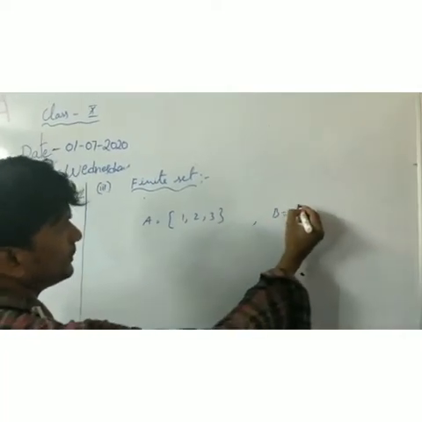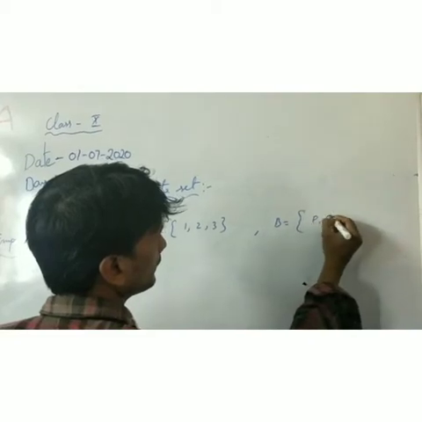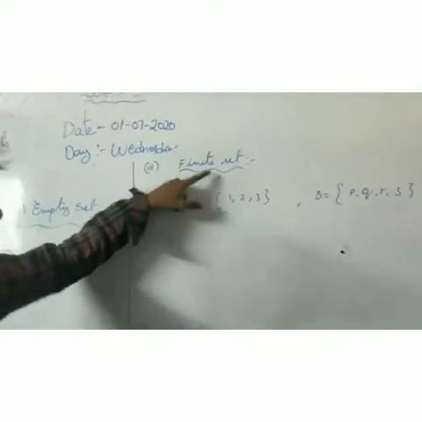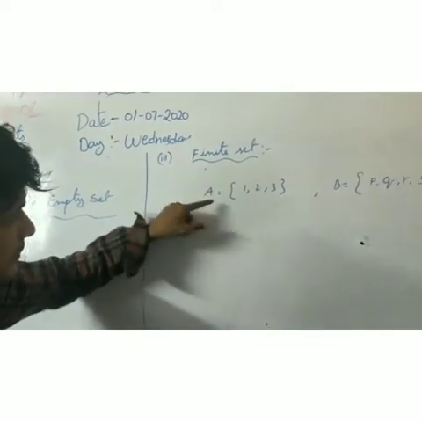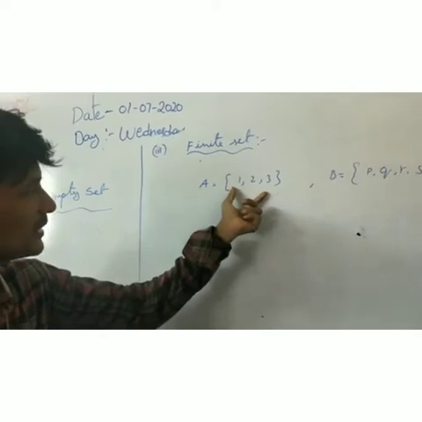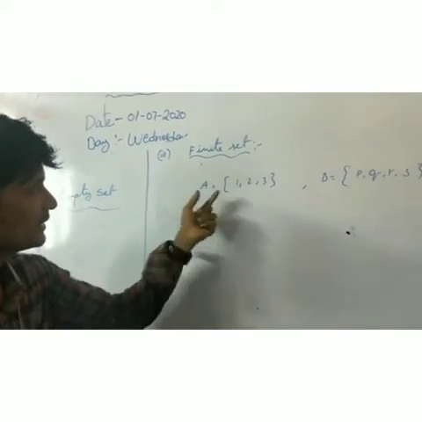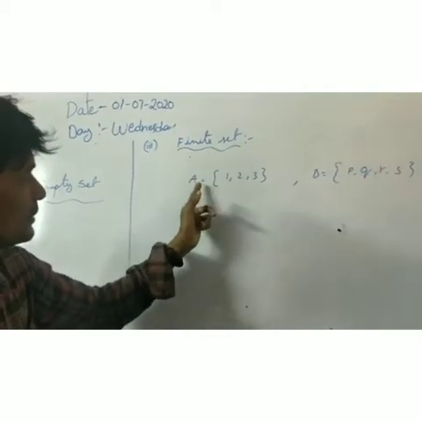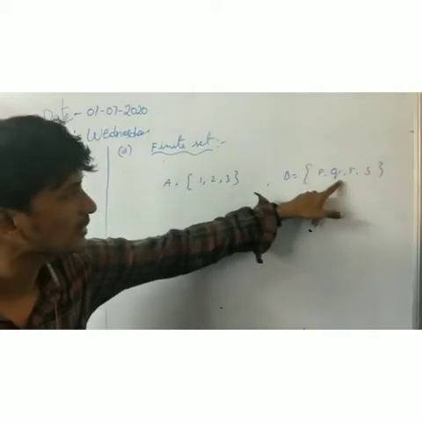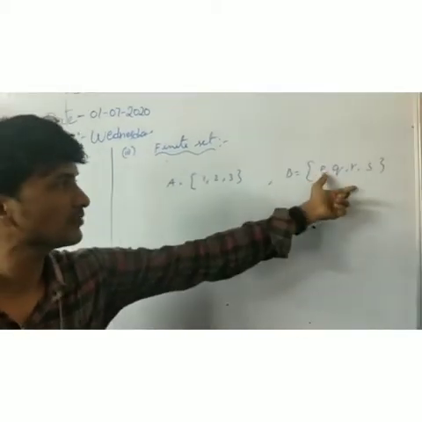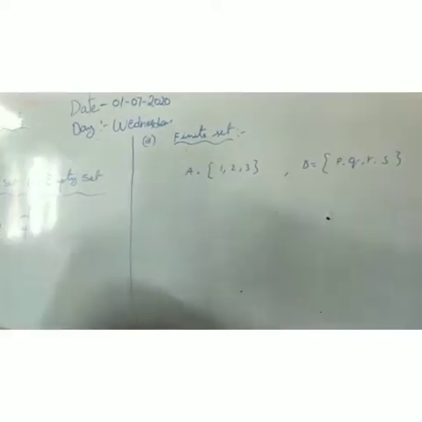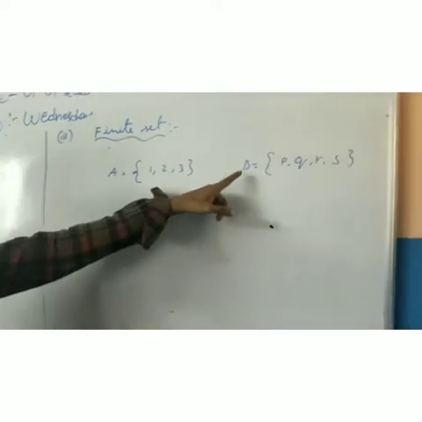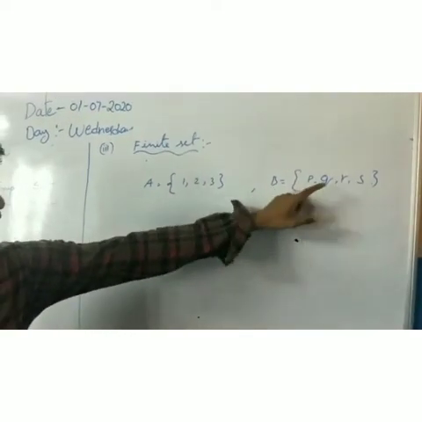For example, A and B, P, Q, R, S. A finite set means, for example, one set containing limited numbers. Limited numbers means 1, 2, 3. Their finite set, for cardinal number we can say, n of A equal to 3, n of B equal to 4. So here 3 elements, here 4 elements are there. This is called a finite set. A set A containing 3 elements, and a set B containing 4 elements.